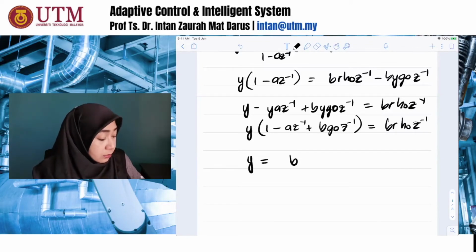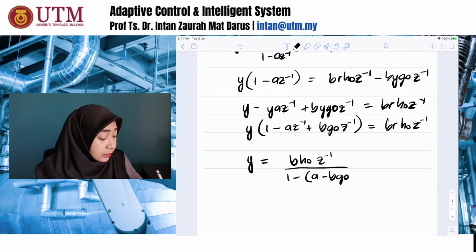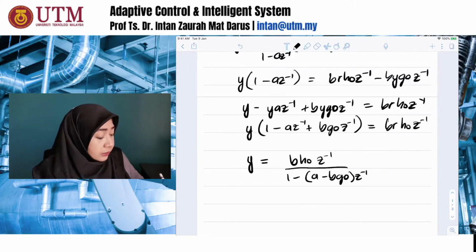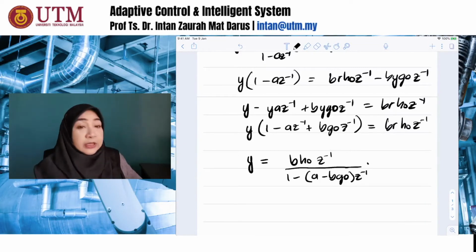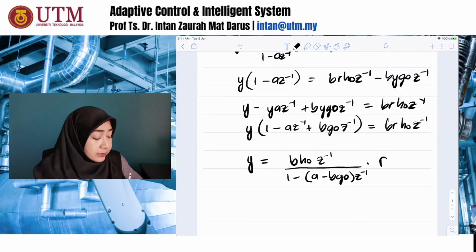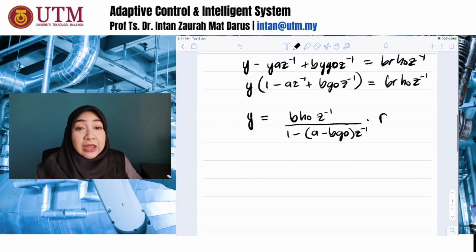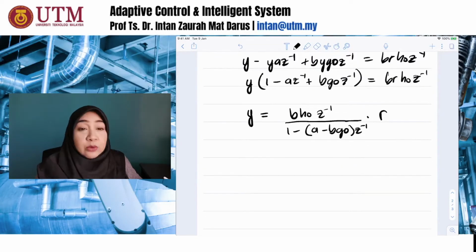BH naught z^-1 over 1 minus, I'm going to collect the A minus BG naught, I'm going to collect the negative outside the factor, I'm going to factorize it as such. Okay, and I'm going to put the z^-1 outside of it. Okay, and of course this is multiplied with R, the input of my equation. All right, so now we have this as our closed loop system equation.